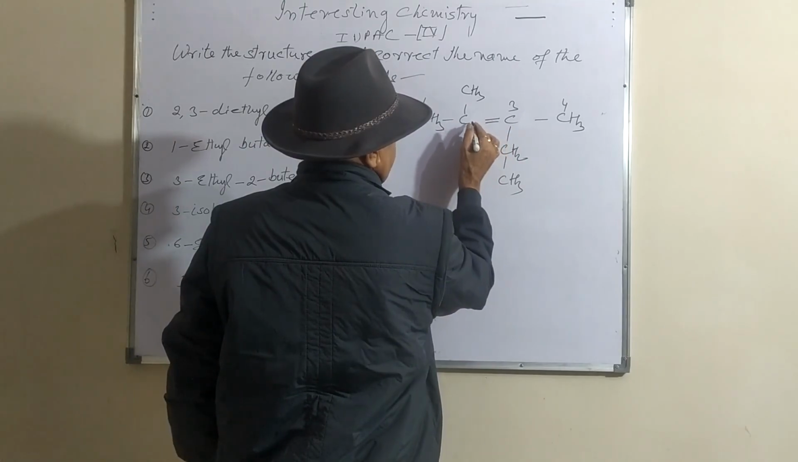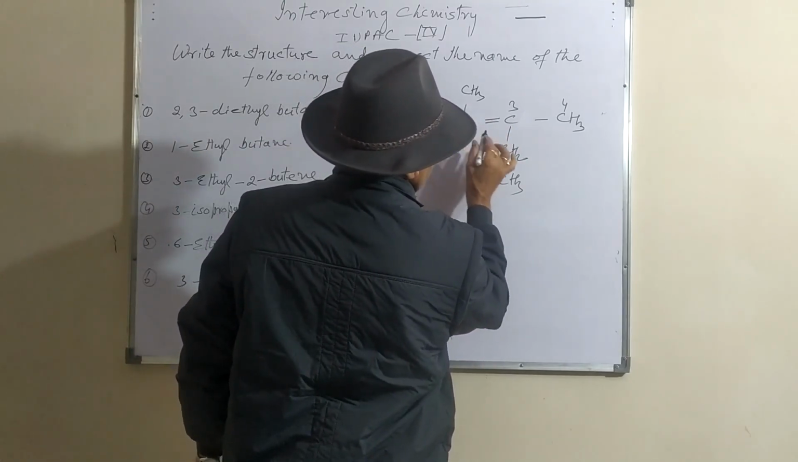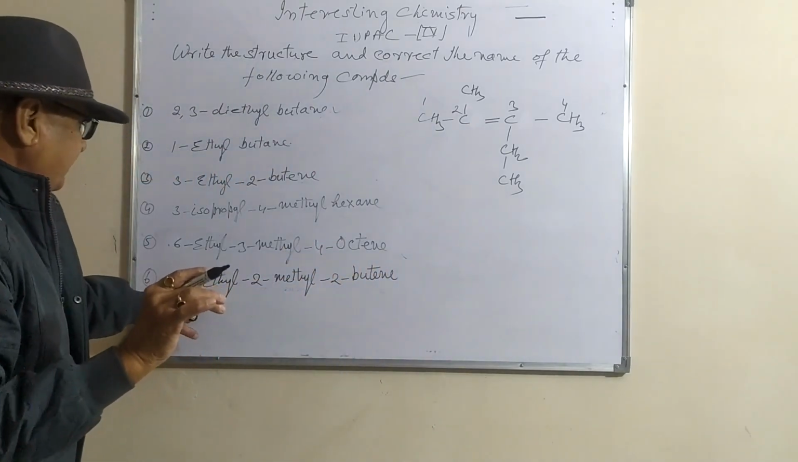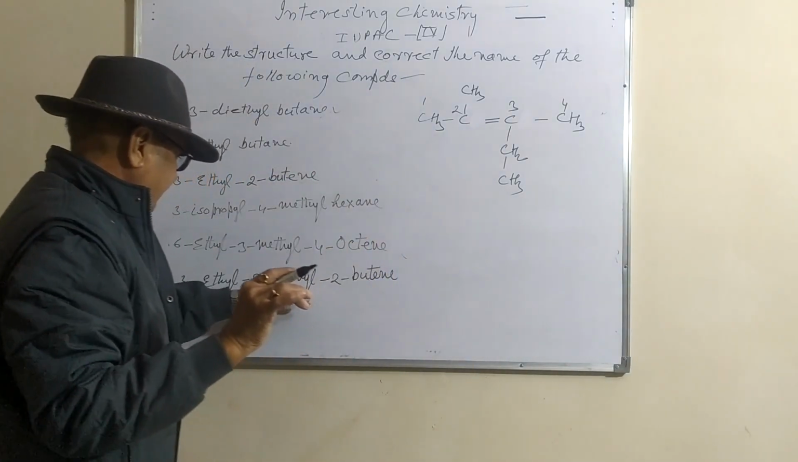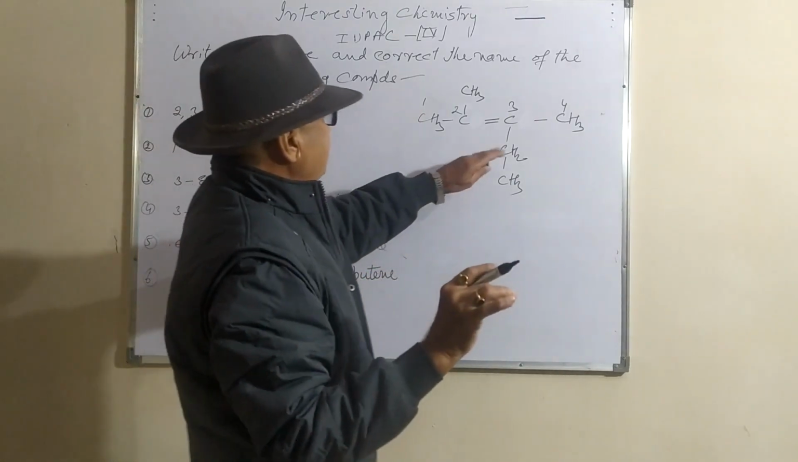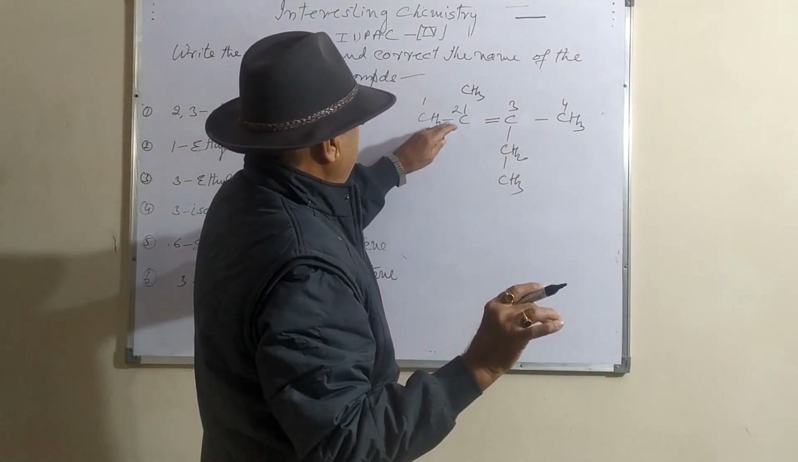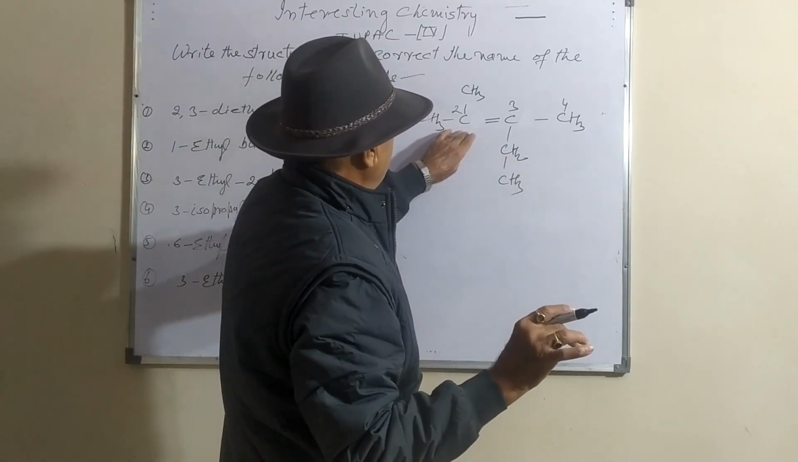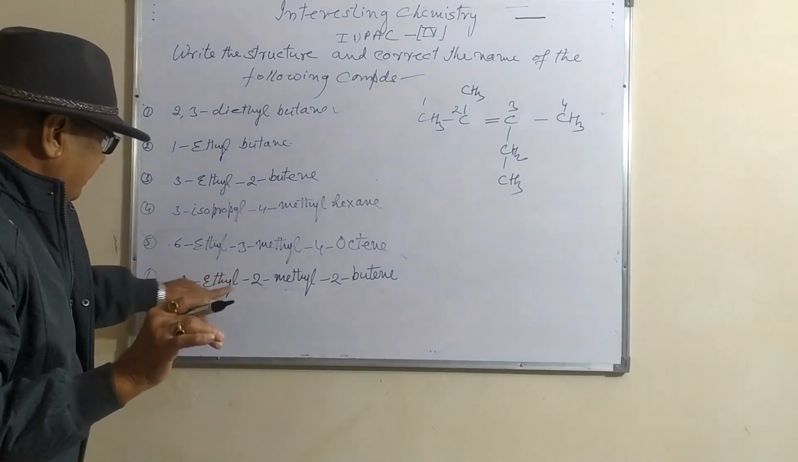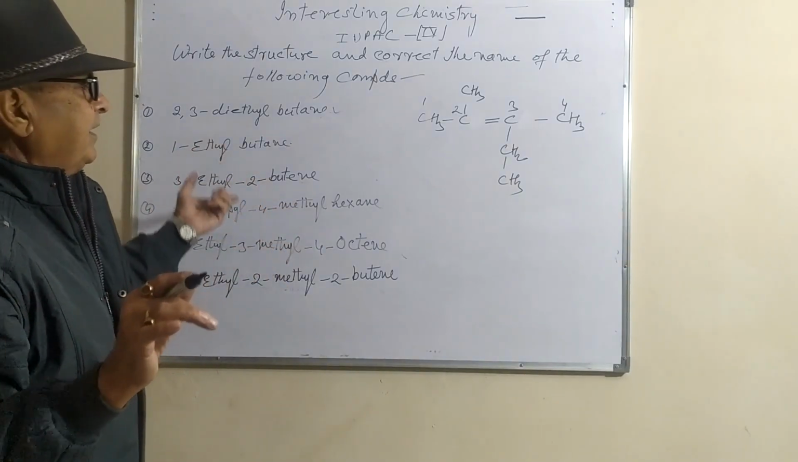Remove the hydrogen from here. So it will be 2 methyl. It is 2 methyl, 3 ethyl, 2 methyl. As the name tells us, the 3 ethyl, 2 methyl, 2 butene. So we have written the 3 ethyl, 2 methyl butene. We have written the name in alphabetical order, so the name is correct.